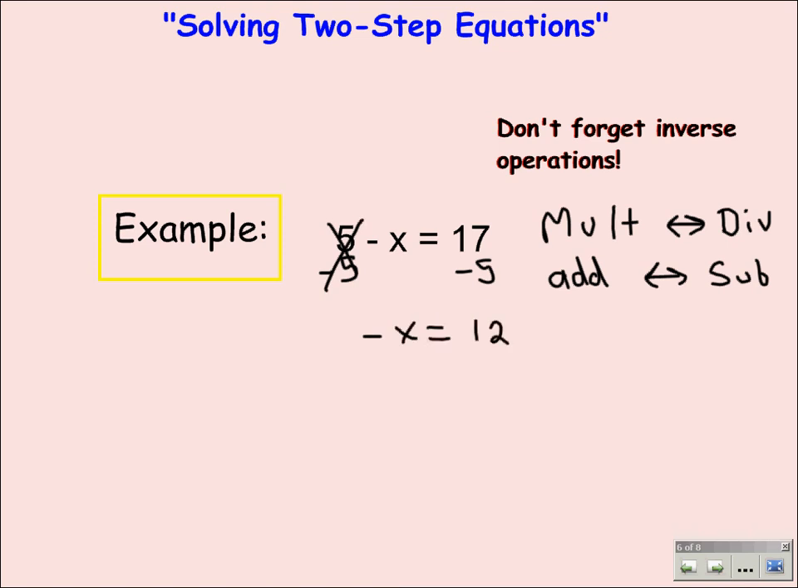Now our goal is to solve for x, but we have a negative x. It is understood in math that there is a coefficient of 1 in front of every variable. So if we wanted to get rid of our negative in front of the x, we could divide by negative 1 because the 1 and the x are next to each other, which is showing multiplication. Do the same thing to the other side, and our x ends up equaling negative 12 because a positive divided by a negative is always a negative.